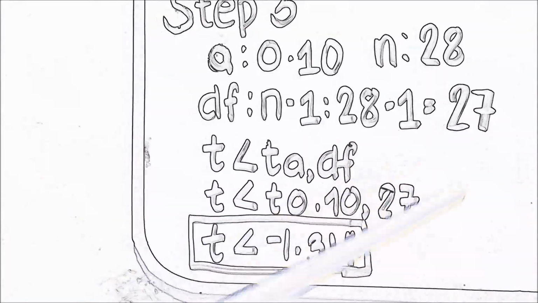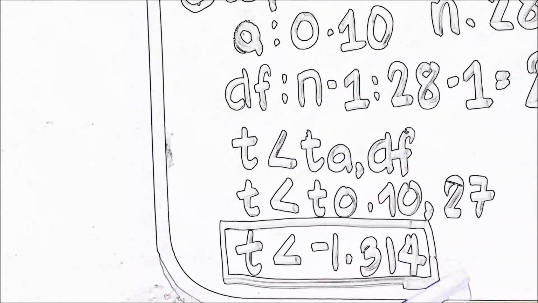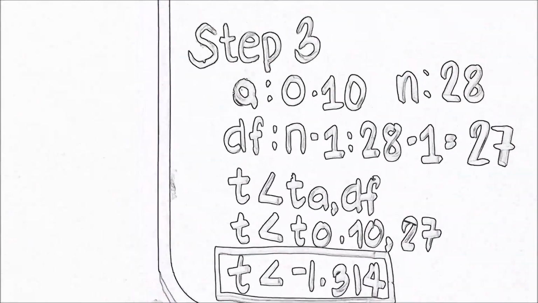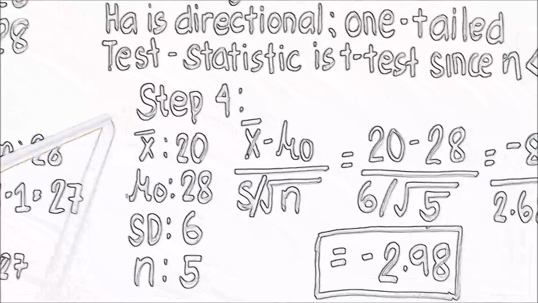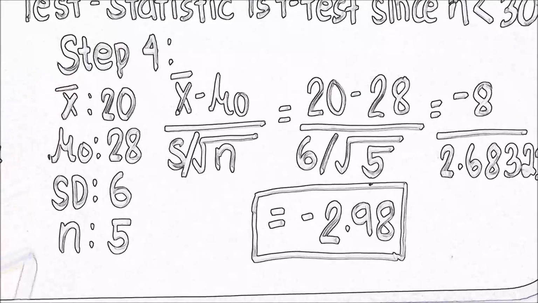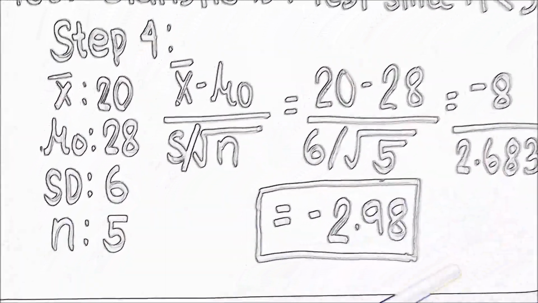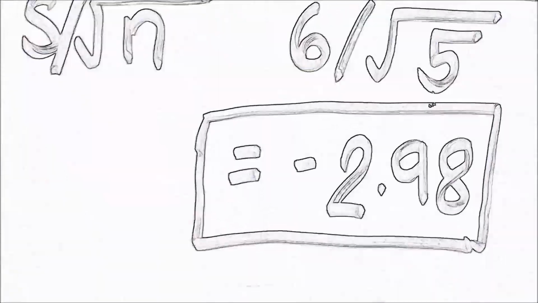Use this equation, substitute, and then look for it in the t-table, which brings us to our answer of negative 1.314. In step 4, we are going to compute for the value of z. Use this given data, use this formula, substitute, calculate, and then get the answer of negative 2.98.